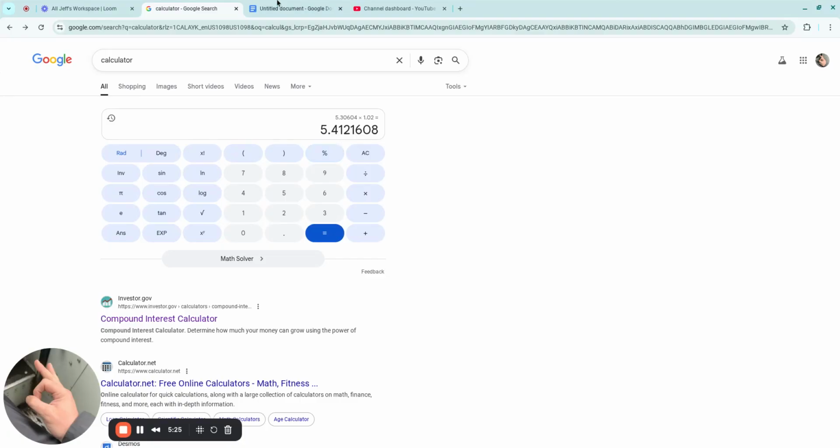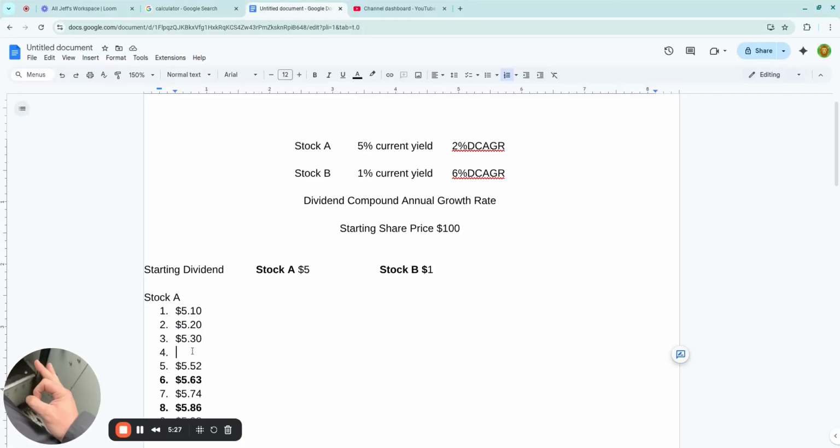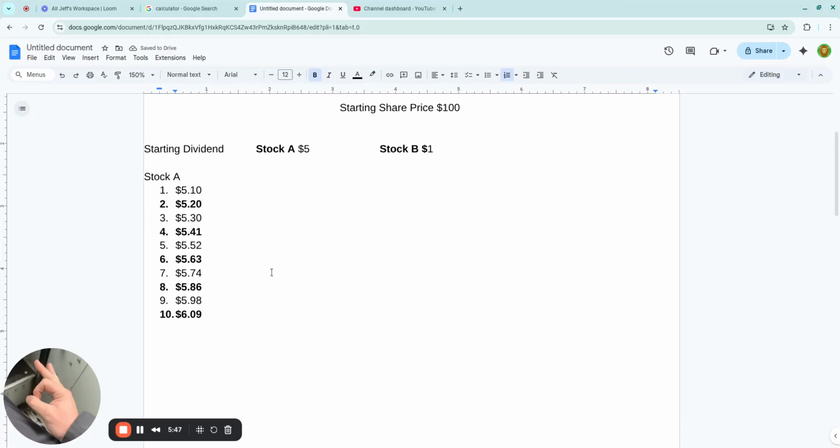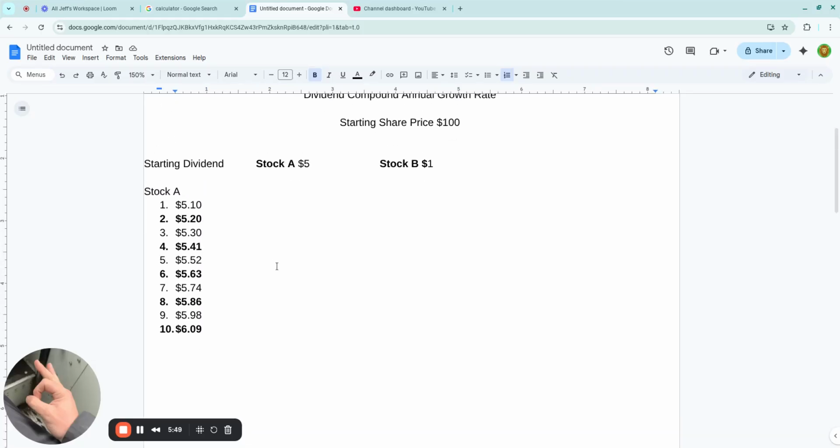Okay, $5.41. All right, so $5.41. So the rest of the math I've already done. I did this very quickly just by continuing to press times 1.02, times 1.02. I did that 4 times to get the total math here. But as you can see, you got $5 initially, and after 10 years, you're up to $6.09. Okay, so that's how this one is growing.